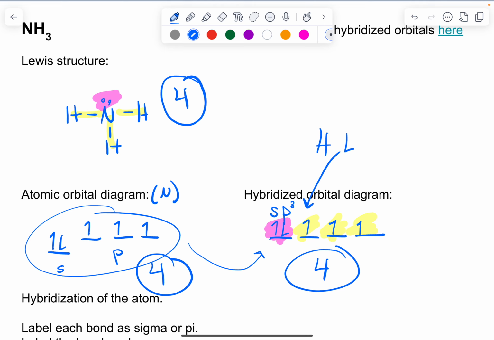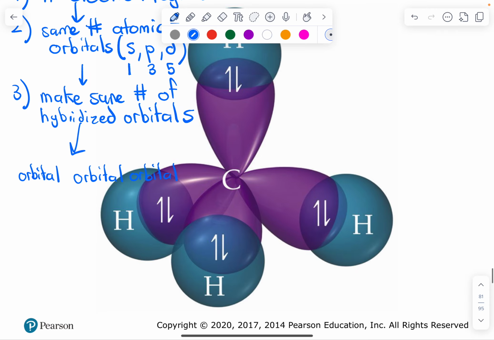Now, I just said an interesting word. I said it overlaps with that orbital. Let's go back and look at this picture here. So one of these electrons in this carbon came from the carbon, and one of them came from the hydrogen. And the carbon had its orbital with that 1 electron in it. The hydrogen had its orbital with the 1 electron in it. And then the 2 orbitals physically overlap. And that's what creates the bond.